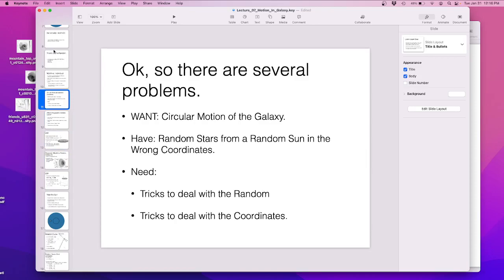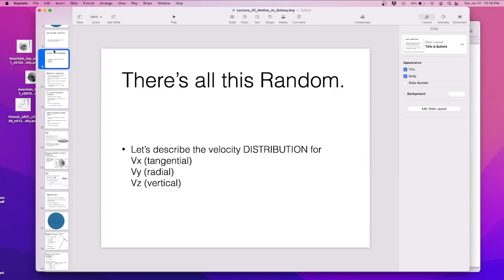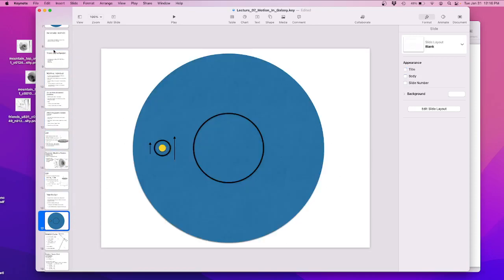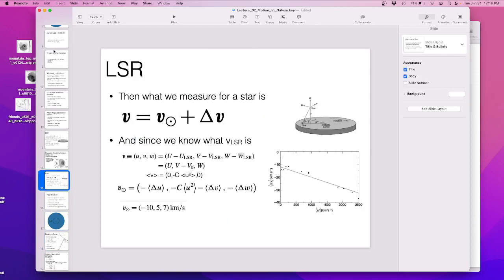Where'd it go? It was right there. Oh, there it is. It's minus 10, 5, 7 kilometers per second. So that's the sun's velocity relative to what? I just said it, but we call it something. This is a number, and this velocity is relative to something. There you go. This is relative to the local standard of rest.